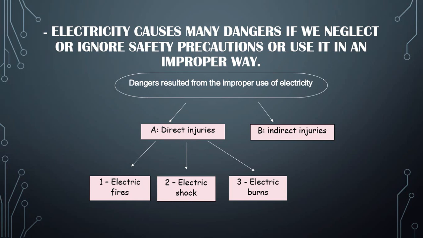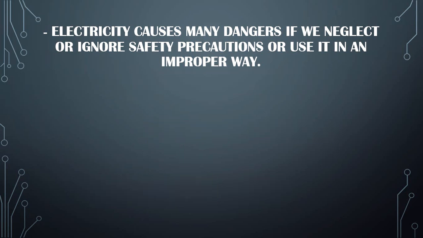Like what? First of all, electric fires. It means the fires that occur due to electricity. The second is electric shock. And the third is electric burns, and we will talk about each of them separately. And the second type of the dangers is called indirect injuries, and we will also talk about it later.